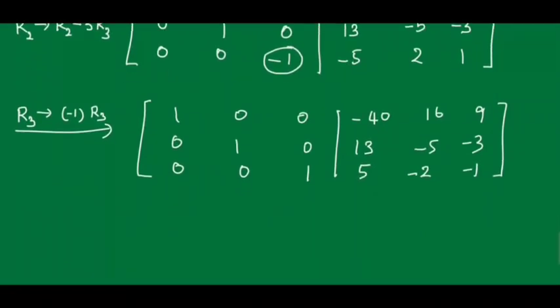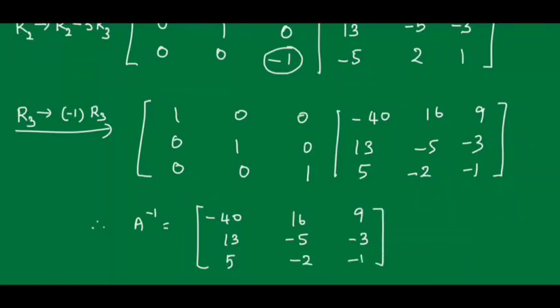Now we have the equivalent matrix of the form [I | A inverse], and this is the A inverse matrix, and therefore we can write the A inverse matrix from this. Therefore A inverse is equal to minus 40, 16, 9, 13, minus 5. We are multiplying R3 with minus 1, so the first row and second row remain the same. So here 5, minus 2, minus 1. I have multiplied the previous step's R3 with minus 1, and we have got A inverse here.